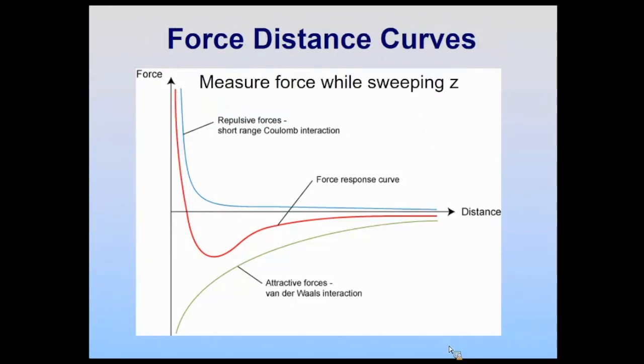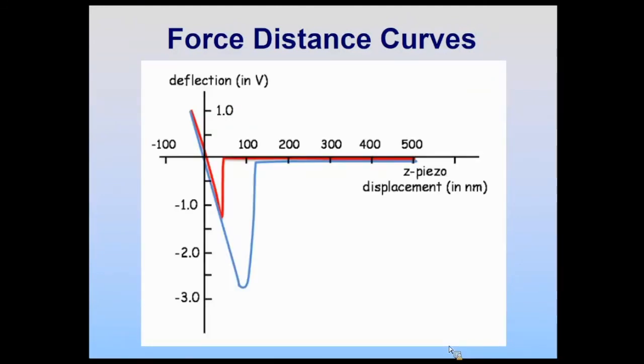Now you can measure a force distance curve like this. You can just sweep z back and forth, and you can measure what the deflection is as you do that. And here's an example of doing that. As you sweep in from large distances, you're gradually moving the cantilever towards the surface along this red curve. At some point, it jumps downwards. So that's this attractive mode. It's getting sucked into the surface.